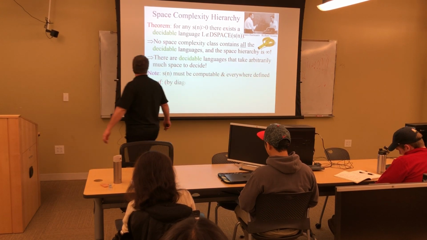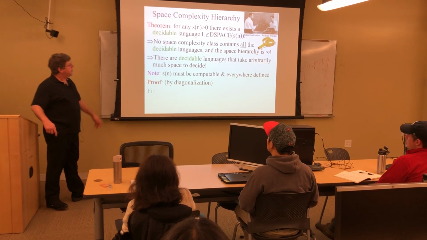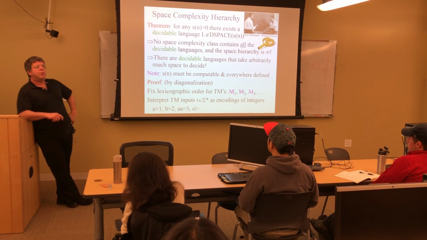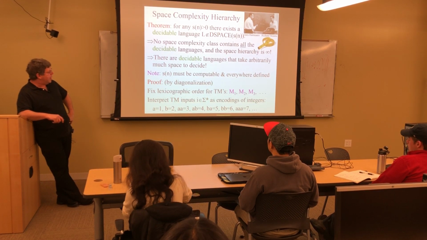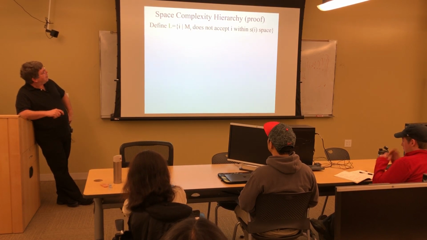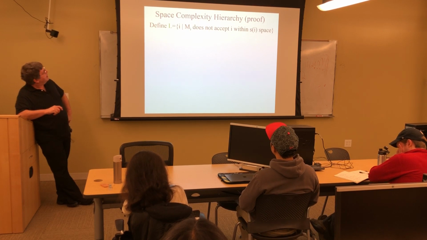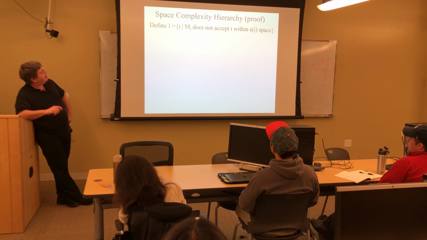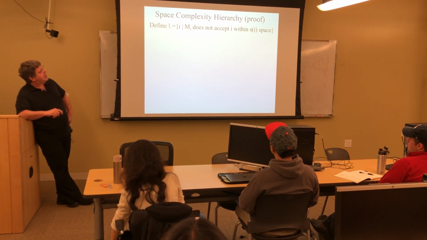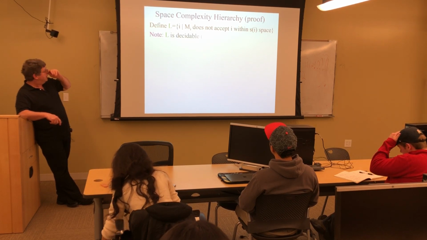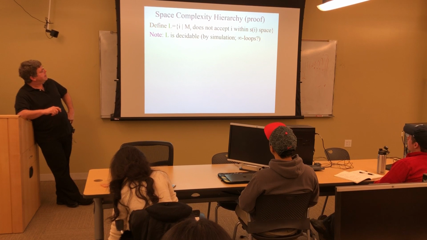All right. Again, diagonalization, and you can see the similarities to the previous proof. We lexicographically order all the machines, lexicographically order all the strings, and then we define the same language as before, except now with the space constraint. The language L contains all i such that the ith machine does not accept the ith string within S of i space instead of T of i time. Okay, so obviously it's decidable.